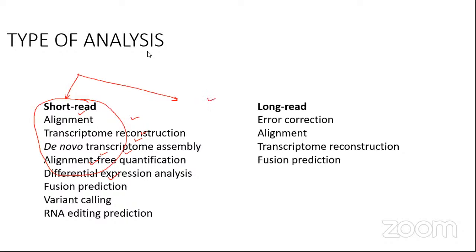For long read data, after error correction, we can do alignment, transcriptome reconstruction and fusion prediction. Right now, we have not validated variant calling and other things, but it can be done. If somebody would like to do other kinds of analysis on long read, then they need to validate those tools and use them. But it is not impossible, it is possible.